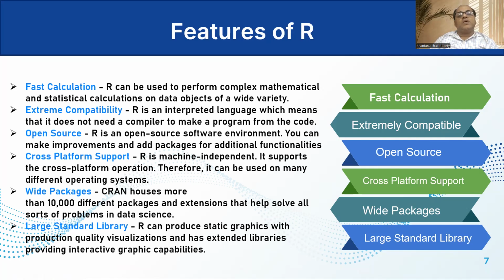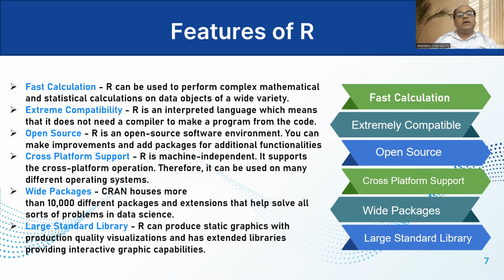R is an open source software environment. You can improve it and you can add packages for additional functionality in R. So it's absolutely an open source platform. R provides cross-platform support. So R is machine independent and it supports cross-platform operations. So there can be many different types of operations which are supported by R.